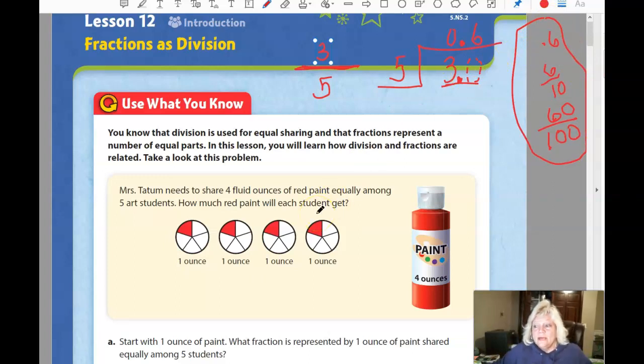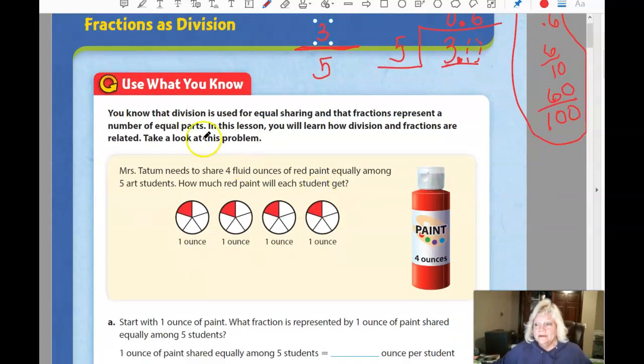So now that we're ready to look at our problems down here, it says that you know that division is used for equal sharing. Things have to be shared equally. If I have 5 cookies and I'm going to share it with 17 friends, everybody needs the same part, or somebody's going to yell, "It ain't fair, it ain't fair." So we always want to do equal sharing.